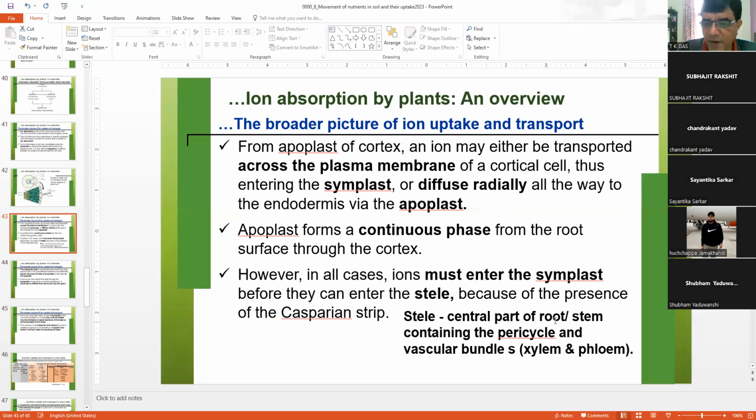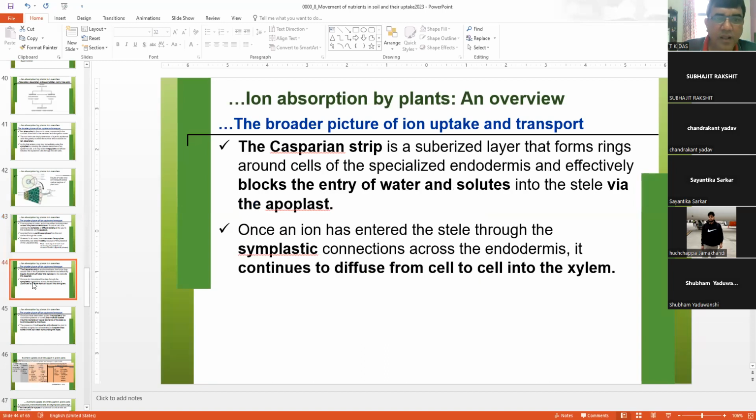What is stele? Central part of root or stem containing the pericycle and vascular bundle, xylem and phloem. The Casparian strip is a suberized layer that forms rings around cells of the specialized endodermis. So it is in the endodermis and effectively blocks the entry of water and solutes into the stele via the apoplast. So it helps. Once an ion has entered the stele through the symplastic connections across the endodermis, it continues to diffuse from cell to cell into the xylem.